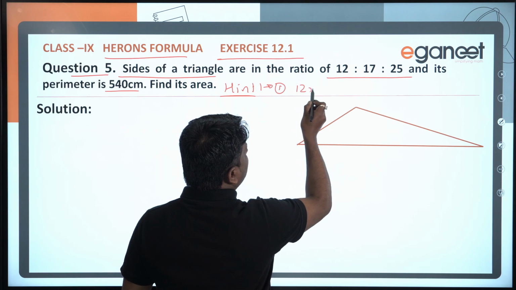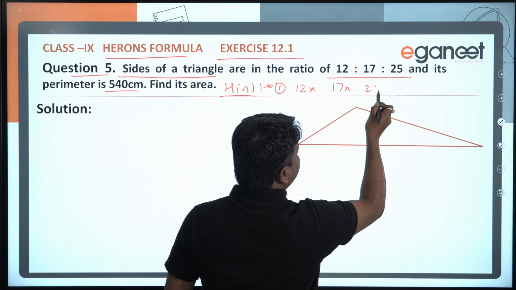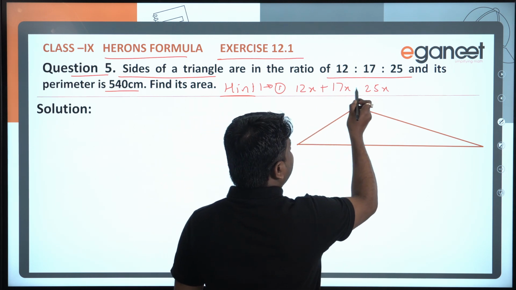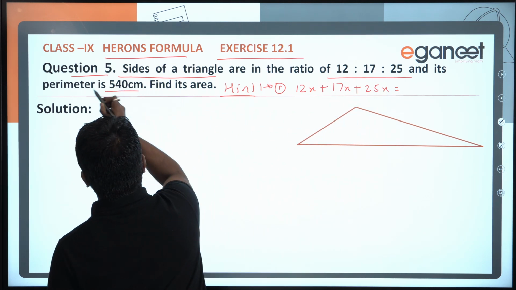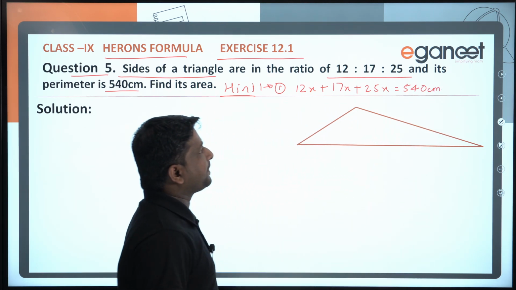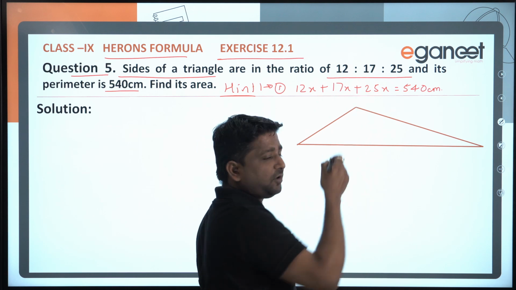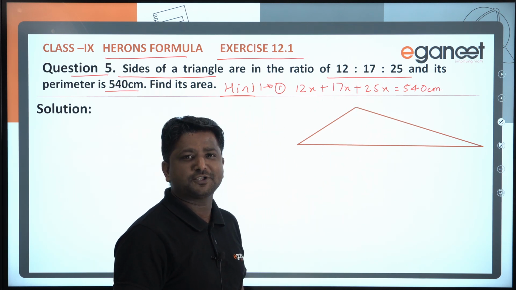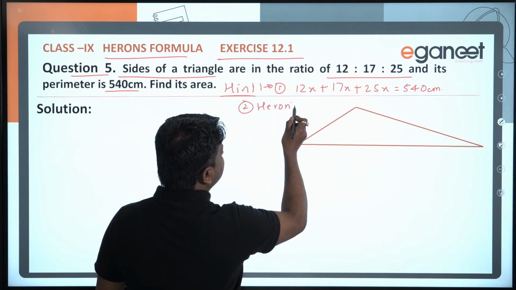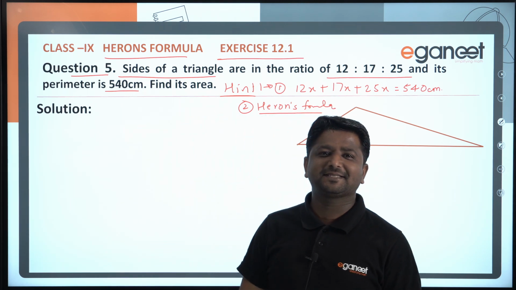From here we'll have 12x, that is the first side. 17x will be the second side and 25x will be your third side. And if we add all of them, it should be equal to the perimeter, which is given as 540 centimeters, right? Now solve this equation, find the value of x. After that, find the value of all the sides of the triangle and then use Heron's formula. So this is your hint number 2. Use this hint, try to find out the answer.